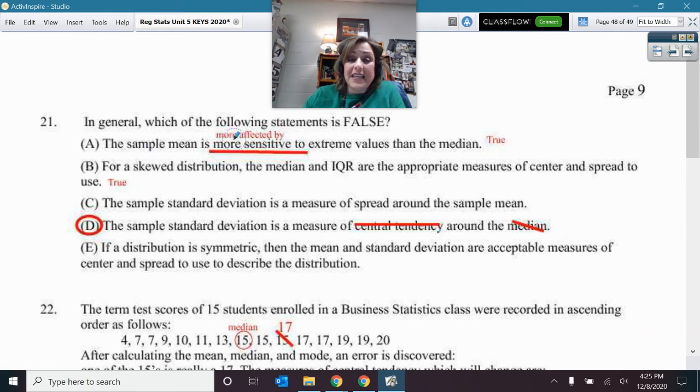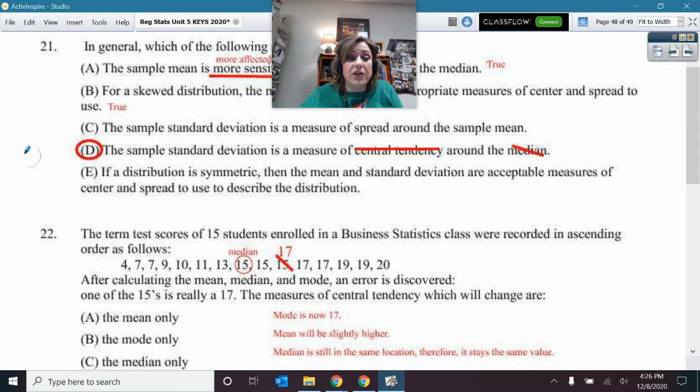Okie dokie, here's this number 21, which is false. The mean is more sensitive to extremes than the median. Okay, so that is true because the mean is affected by outliers. Remember, being resistant, the median is resistant to outliers. Skewed distributions use median and IQR. If you have skew, then you must choose to use median and IQR.